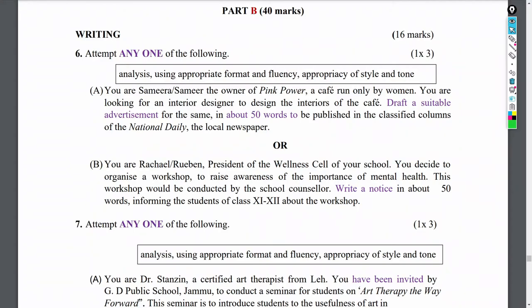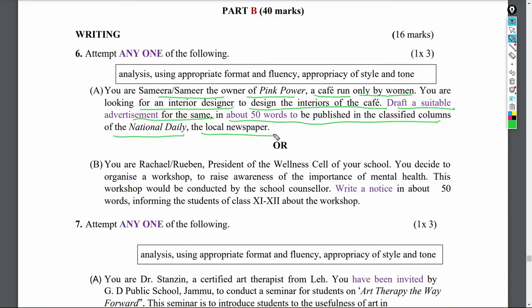See this question, the first question. You are Samir or Samira, the owner of the Pink Power, a cafe run only by women. You are looking for an interior designer to design the interior of the cafe. Draft a suitable advertisement in about 50 words to be published in the classified column of the National Daily, the local newspaper. Here you have to give the advertisement, for that this is a proper format. With the proper format, you will have to write it. In this question, the total marks will be 3. It will be on the basis of format, content, and expression.